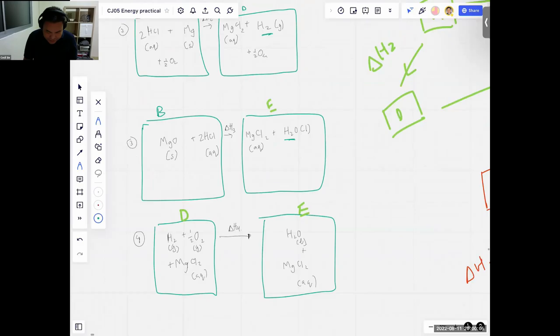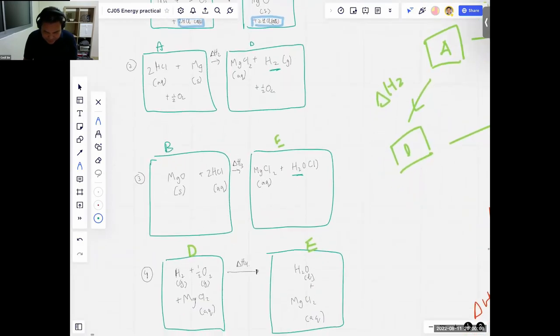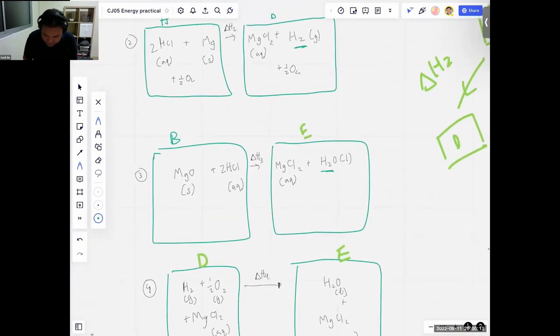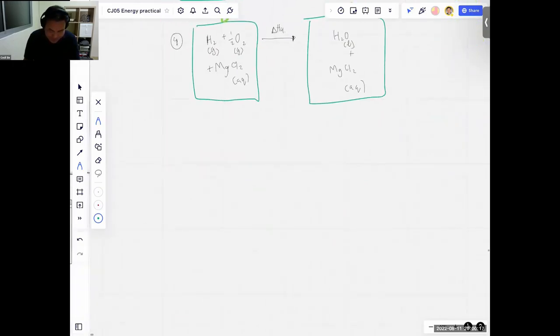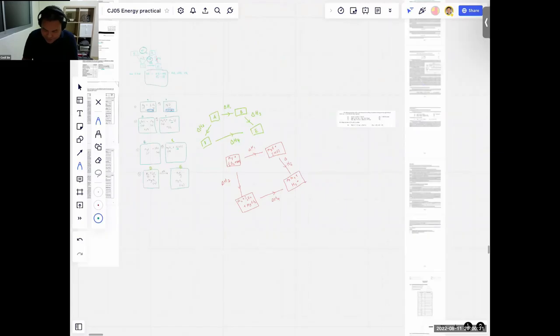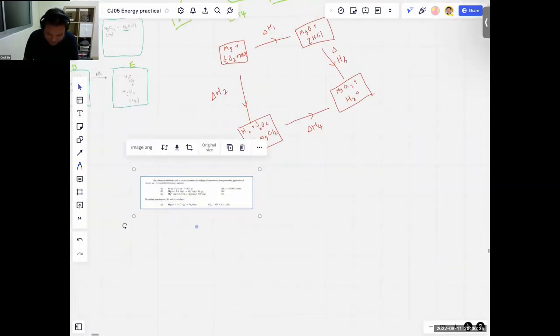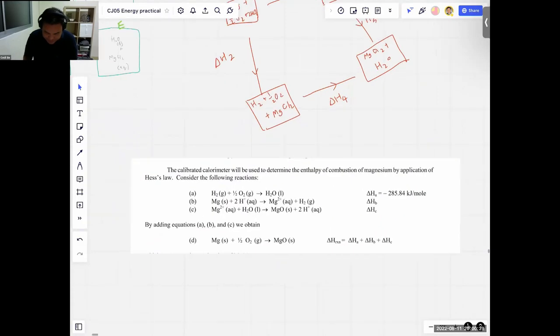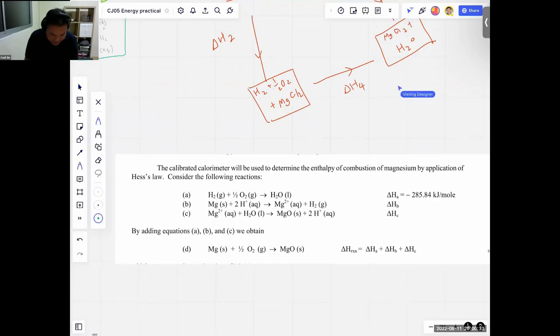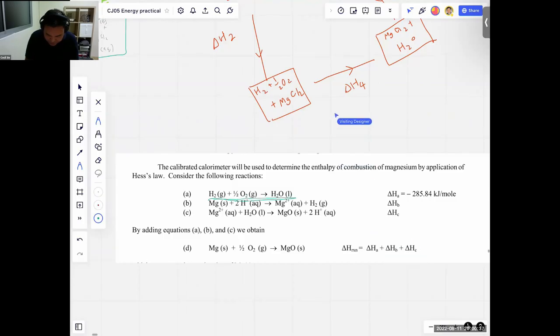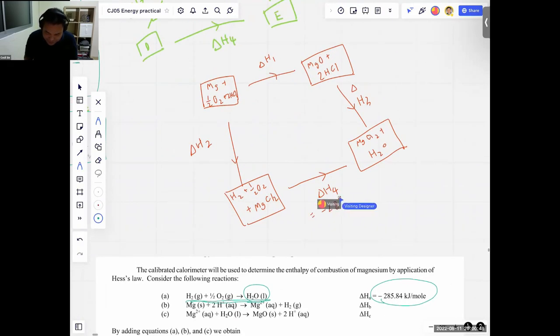Then among all this, the one that is in the data booklet is delta H4, which I collect already here. This is number 4. H2 plus half O2 become H2O, and this is in the data booklet. Minus 285.84. And what they want is delta H1.